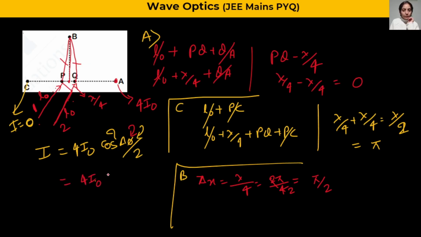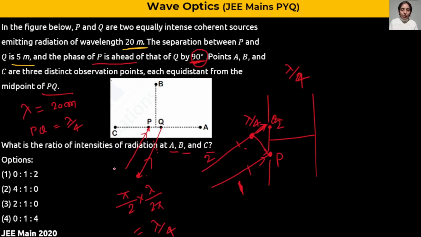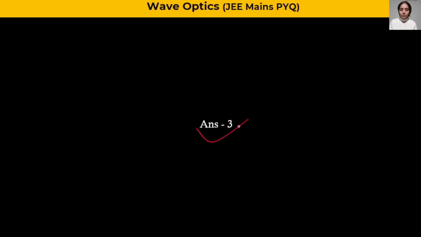Cos pi by 4 is 1 by root 2 and square of that is 1 by 2. So this is 2 I naught. So intensity is 4 I naught, 2 I naught, 0. Ratio क्या होगा तुम्हारा? 2:1:0. So third one. Okay. Correct option should be which one? It should be third one. Okay. I hope it is clear.